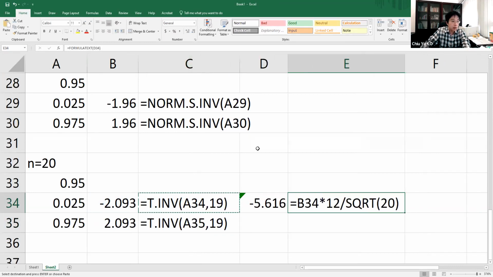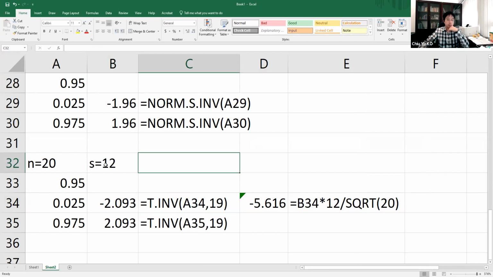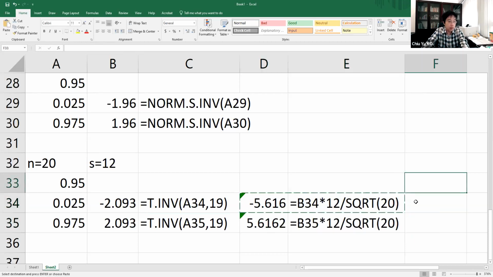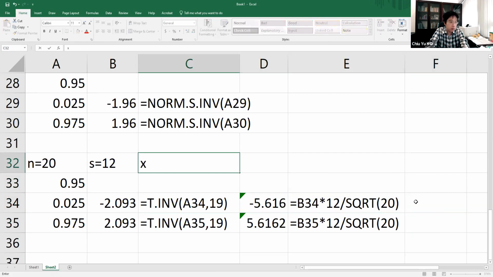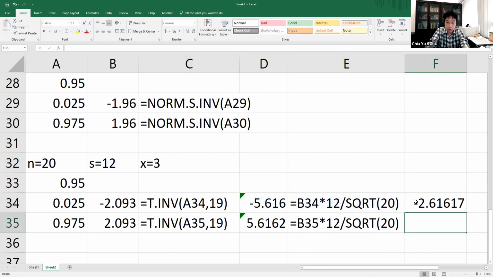This gives you the margin of error, because S is 12. Then you can do the same for the other limit, and the mean x bar is 3. So that's why it is 3 plus this and 3 minus this. That's why the lower limit LCL is negative 0.2 and UCL is 8.6. And the margin of error is 5.616. So that is how we get this.